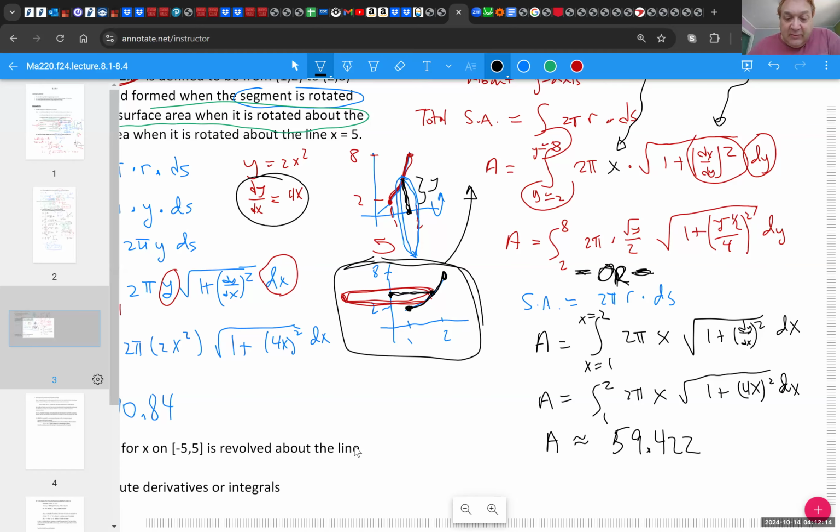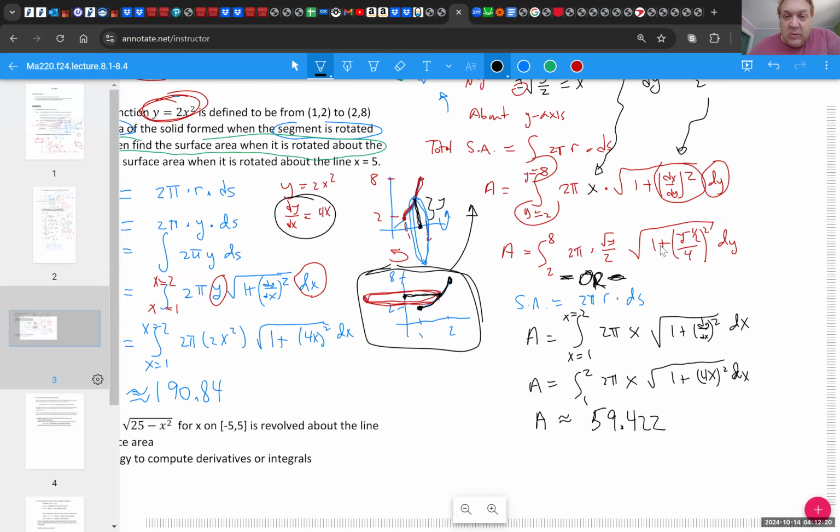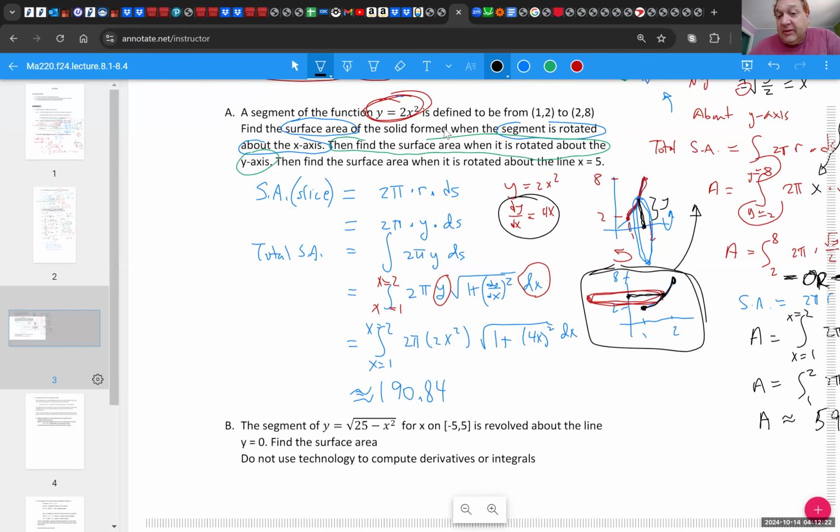All right, so let's see. There's one last question. So we did the one where the segment is rotated around the x-axis. We did the one where it's rotated around the y-axis. So what's our last goal here? Find the surface area when rotated around the line x equals 5. So we're going to find now the surface area when it's rotated around this sort of non-standard axis of x equals 5.